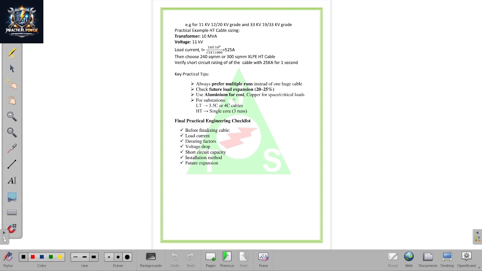Always we will prefer aluminum over copper from a cost point of view. For LT cable used in substations, we prefer 3.5 core or 4 core cable. For ST cable, we prefer single core, 3 runs.